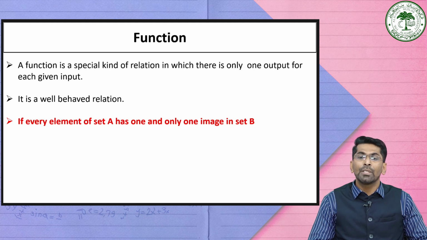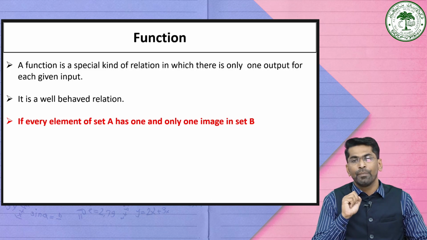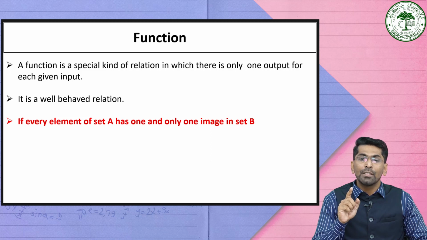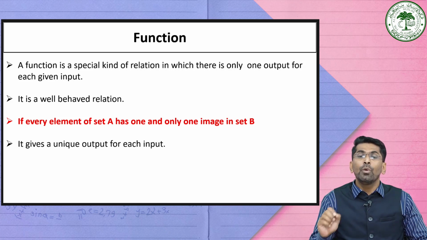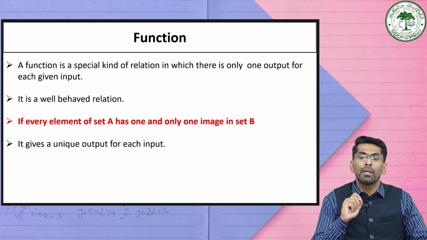Just like a relation, a function is also a set of ordered pairs. However, every x value must be associated with only one y value. That is the essential characteristic of a function, in that it gives a unique output for each input. It will give a unique output for each input.